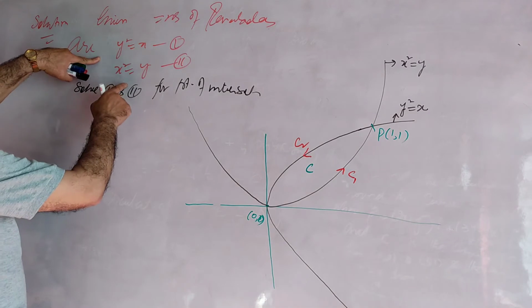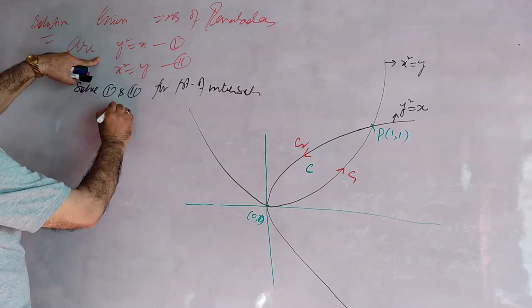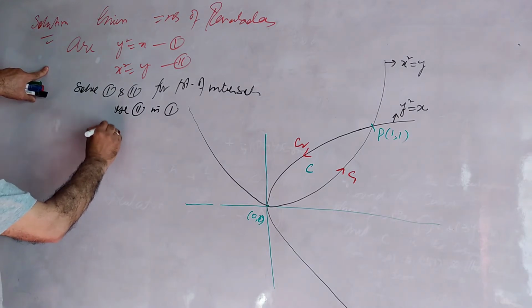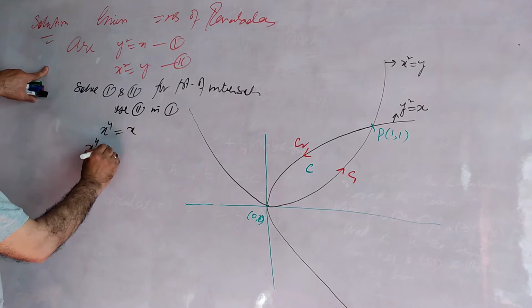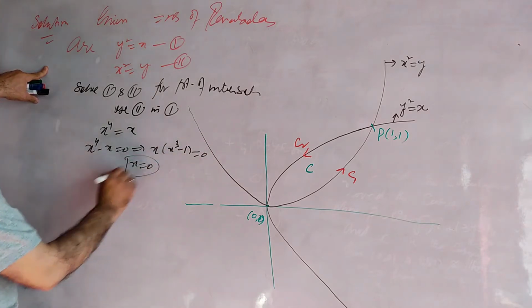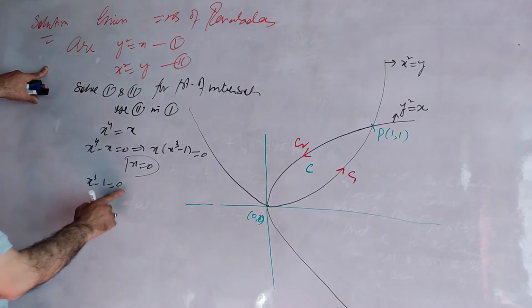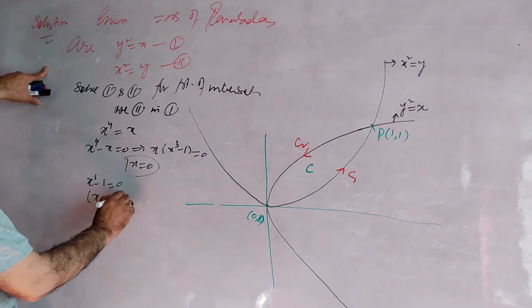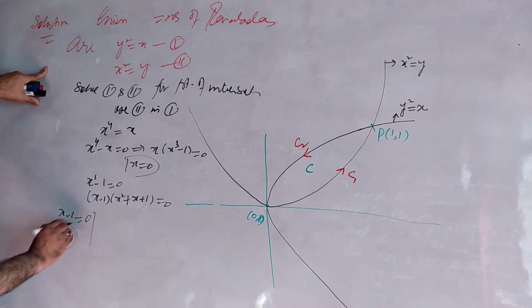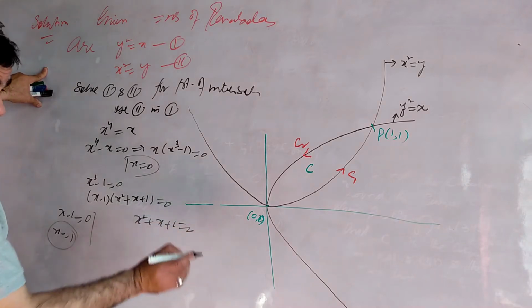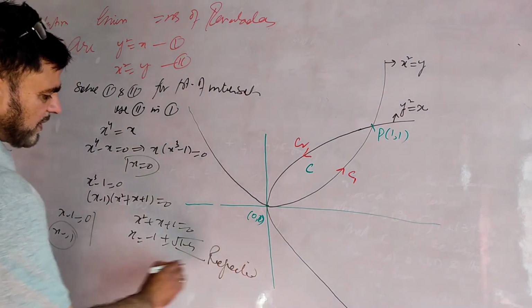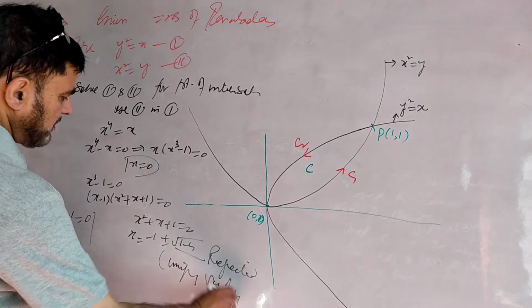Solve this and this. Use the second in the first, that is the value of y. It is x^4 is equal to x. This is x^4 minus x is 0, implies x times (x cube minus 1) is 0. This gives me x is 0 and x cube minus 1 is 0. When you write x cube minus 1 is 0, what is this? (x minus 1) into (x square plus x plus 1) is equal to 0. This gives x minus 1 is 0, gives x is equal to 1, and this gives x square plus x plus 1 equal to 0. If I solve this for x, what does this give you? x is minus 1 plus minus under root of 1 minus 4. It is rejected because it gives me an imaginary value of x, so I reject this.